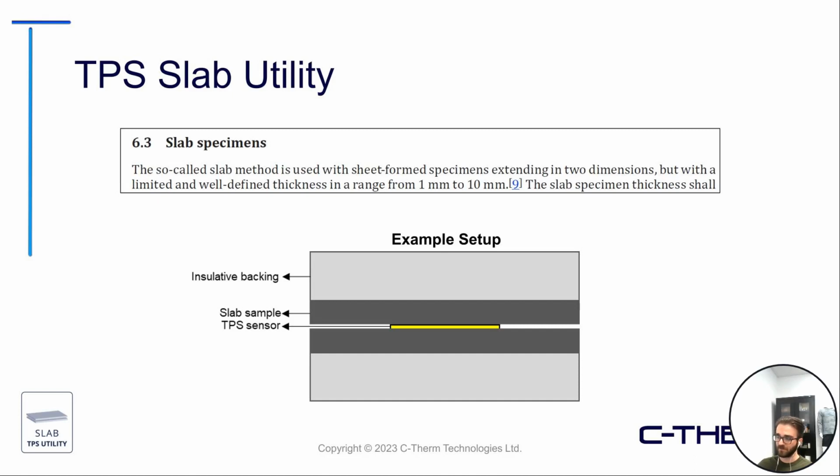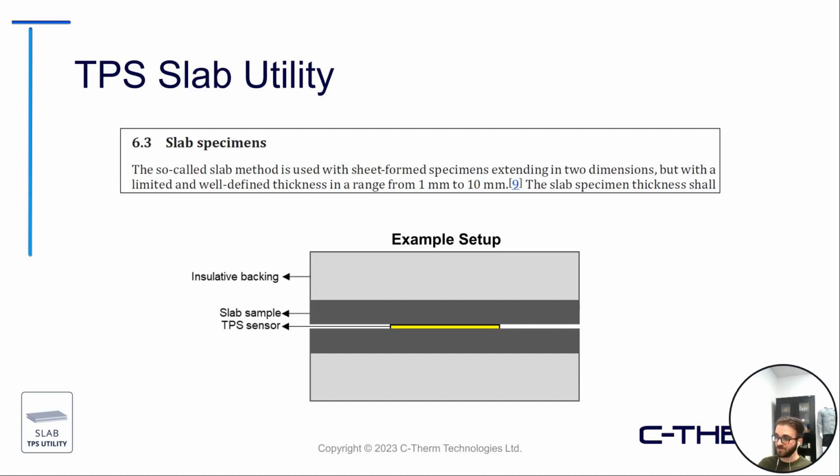The idea with the slab utility, and this is a little excerpt I took directly from the ISO standard, states that you can apply this for samples between 1 and 10 millimeters thick. The setup example that we see at the bottom here is essentially the opposite of what I was talking about with thin films. You have, in this instance, an insulative backing material surrounding your test sample and the sensor, so it's opposite in its approach there.